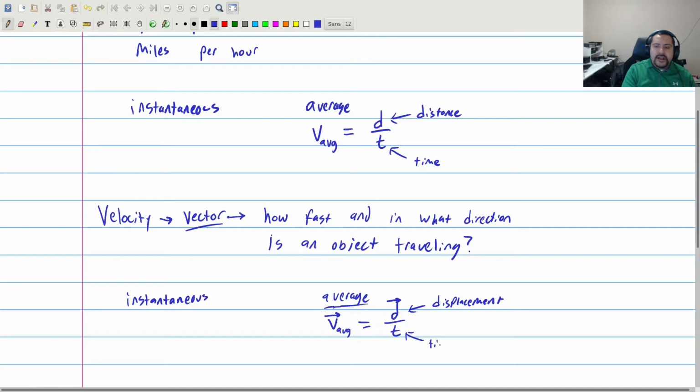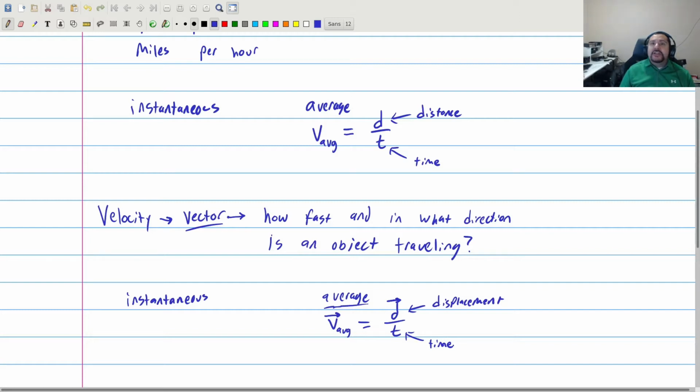So because of that, first you need to figure out the object's displacement. Then you need to divide by time to figure out an object's average velocity. What does that mean? Well, it gives rise to some pretty crazy things. For instance, if your displacement is 0, your average velocity is 0 as well.